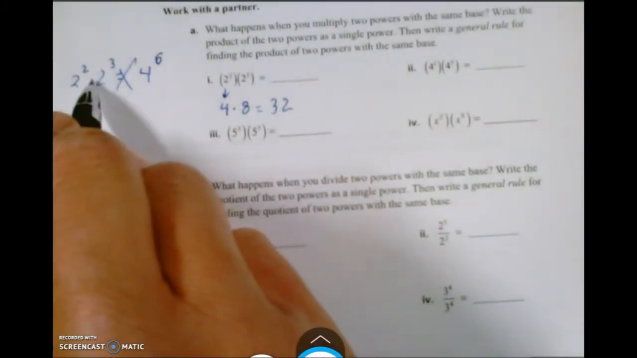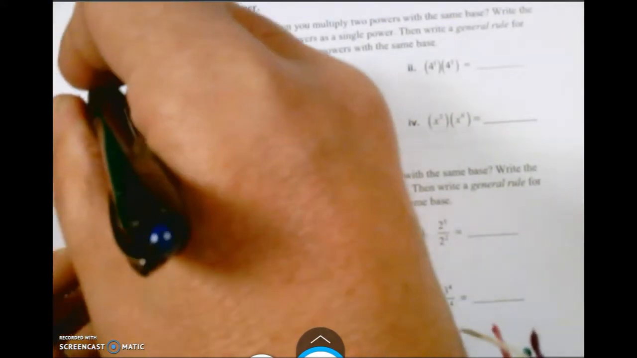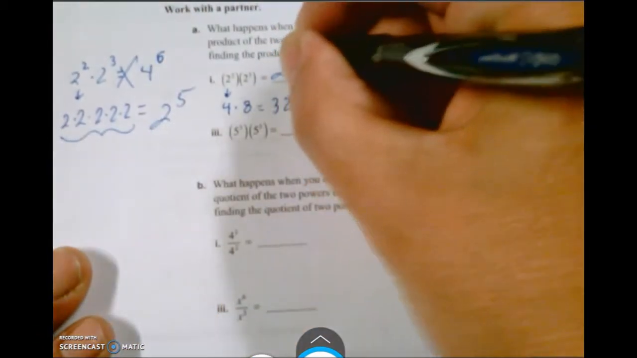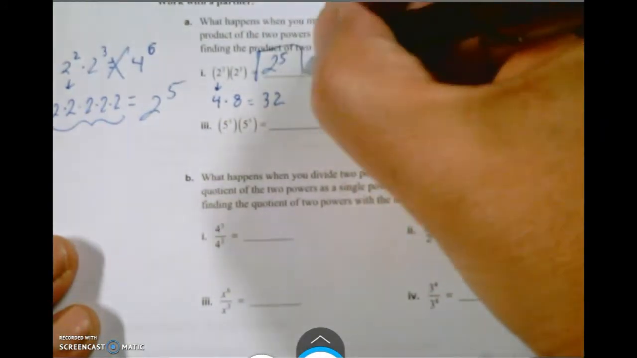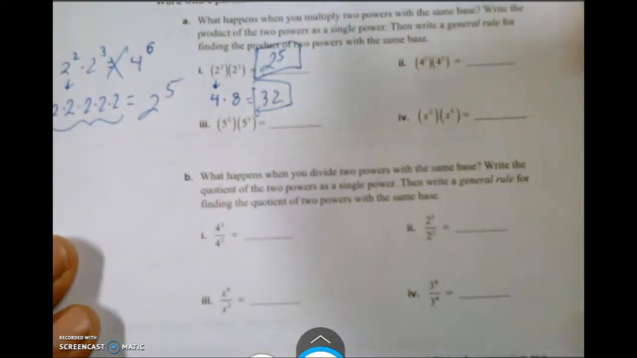Because you're like, wait, this is multiplication, but we didn't multiply. What I mean is 2 to the second means 2 times 2. 2 to the third means 2 times 2 times 2. So really what you have is 2 times itself 5 times. So that's 2 to the fifth. Okay. And you can leave it as 2 to the fifth, or you can change it to 32, but with exponents, we're probably going to leave it as exponents.